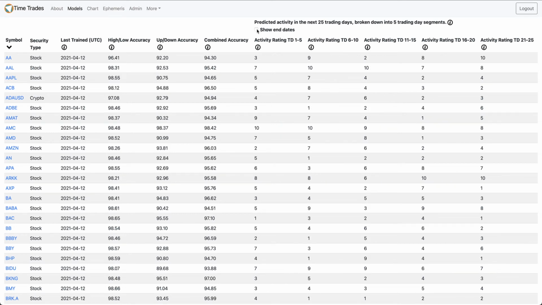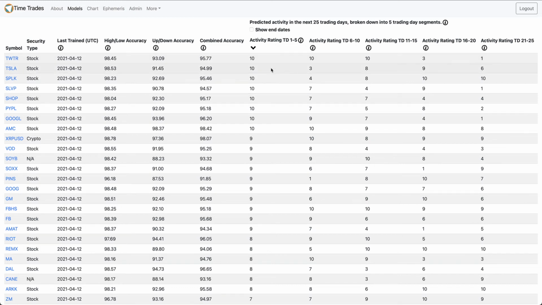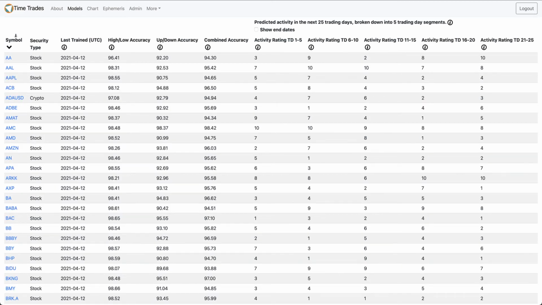So how did I use this? Well, I was looking for an options trade for this week, so I wanted to see what were the symbols that are the most active this week. So I sorted the trading days descending, so that way I can see all of the most active stocks right at the top.